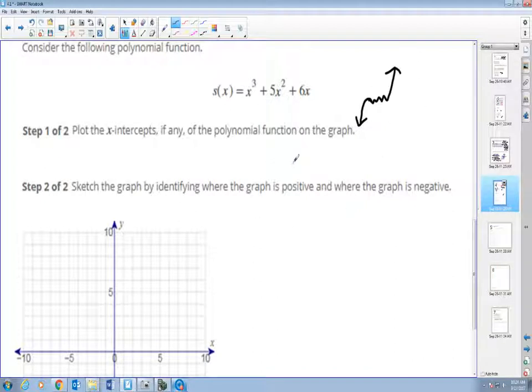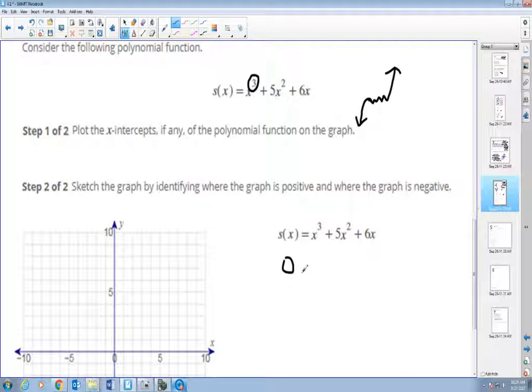So let's plot some of the x-intercepts. The degree of the polynomial is 3. That tells me that I will have at most 3 x-intercepts, or 3 zeros. 3 zeros is better wording.